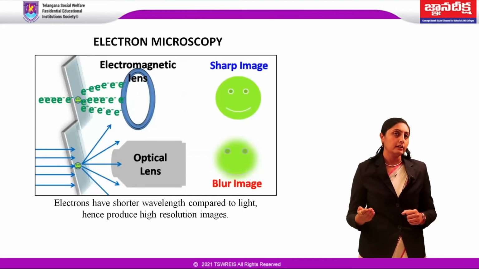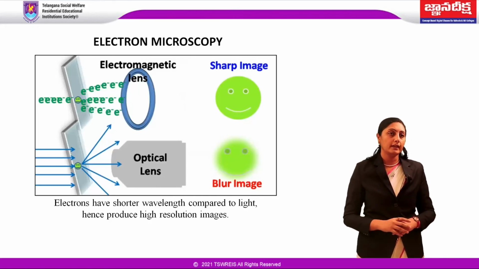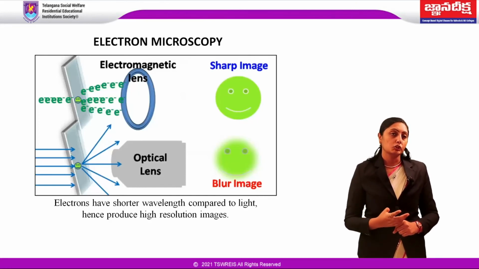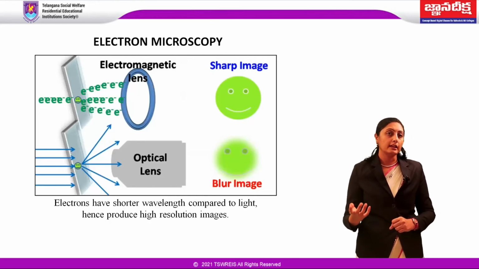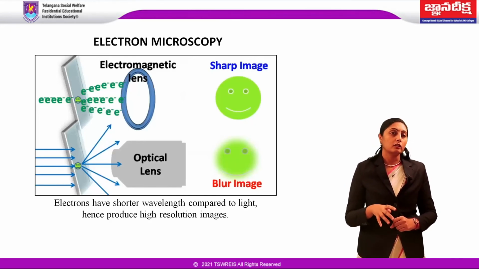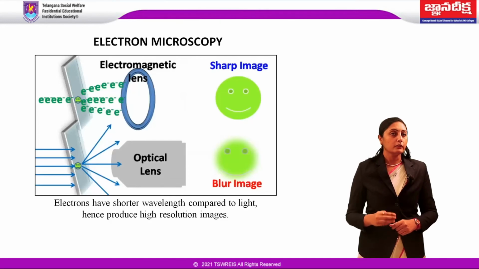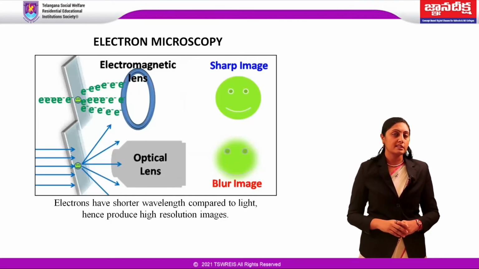Let's recall that resolving power is inversely proportional to wavelength, which means resolving power increases with decreasing wavelength of light. The wavelength of an electron can be up to 1 lakh times shorter than that of visible light photons, thus making the electron microscope have a very high resolving power and able to reveal the internal structures of cells. Instead of using glass lenses, electron microscopes use electromagnetic lenses to focus a beam of electrons onto a specimen.